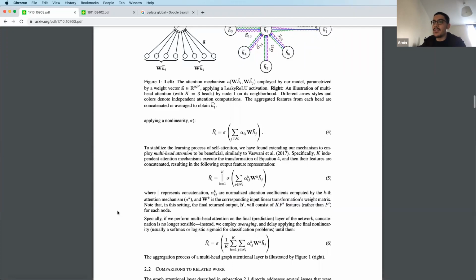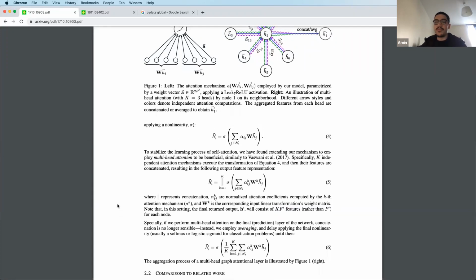And so instead, aggregation, instead of being done by concatenating over the heads, is done by averaging over the heads. So here's the average, and then the nonlinearity is applied afterwards. As it says here, this would be a softmax or sigmoid for classification problems.